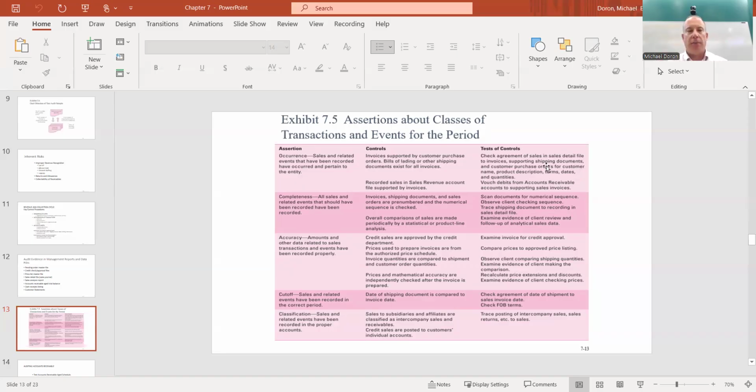So just like we said, you want to make sure the sale occurred, you go to the shipping documents to check for evidence that they occurred. That's what they're saying here. And they got examples of all these things that you can read through, help you get it.